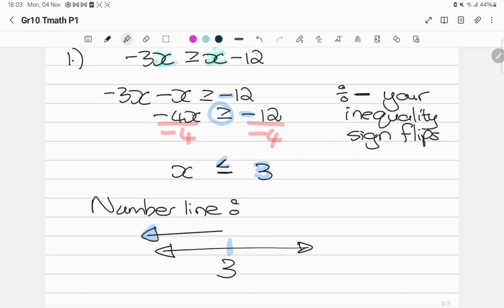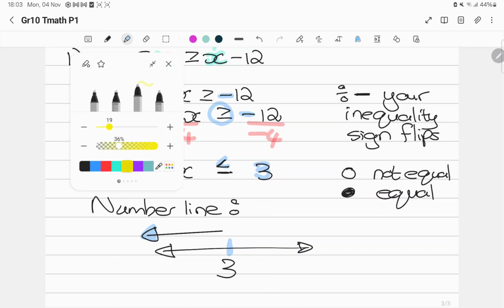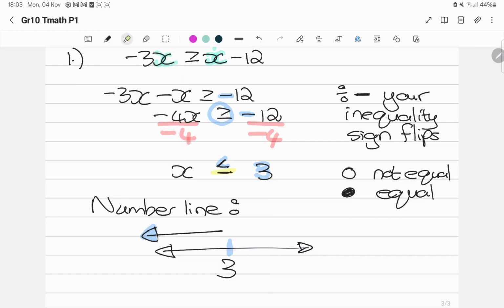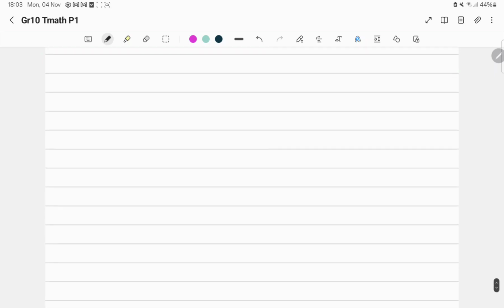Alright, and now you must just decide, is it going to be an open circle or a closed circle? So remember, open circle is when it's not equal, and a closed circle, so colored in circle, is when it is equal. So does this have my equality sign? Yes. There is my equality sign, which means it is going to be equal. So I'm going to make a colored in circle. And there's my answer.